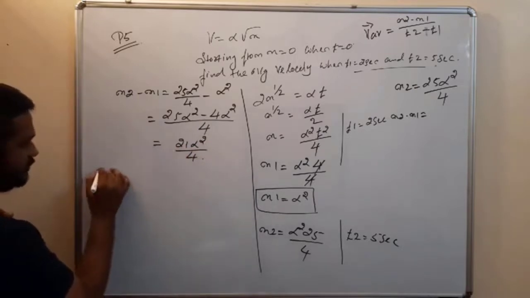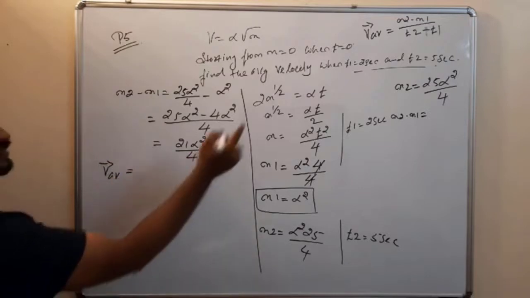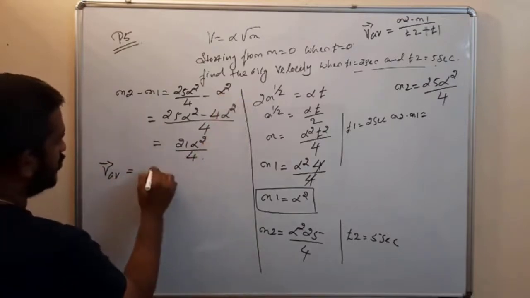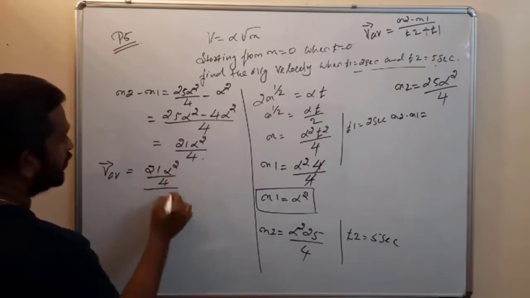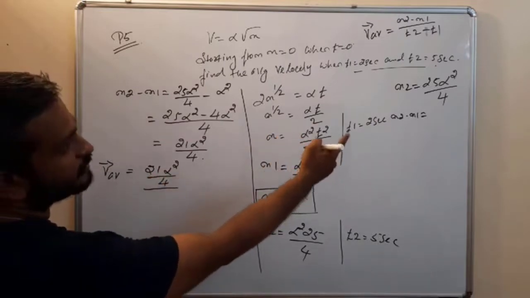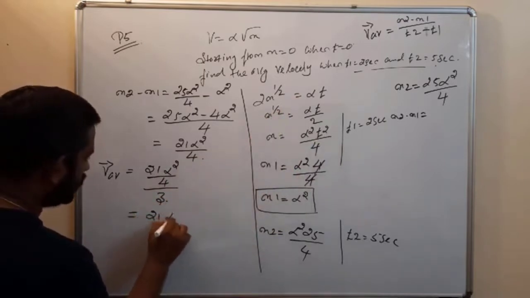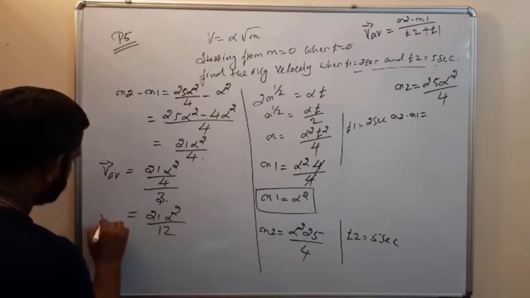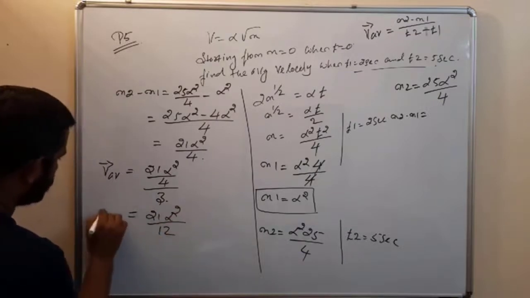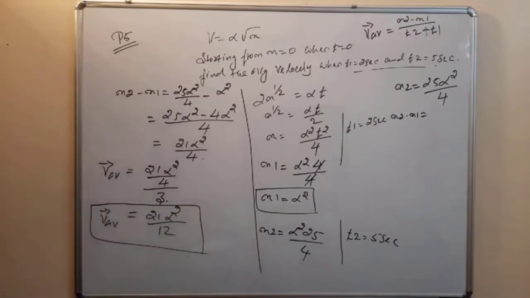So average velocity V av is equal to x2 minus x1, that is 21 alpha square by 4, divided by t2 minus t1, that is 5 minus 2, that is 3. So 21 alpha square by 4 times 3, that is 12. So that is the average velocity. Clear?